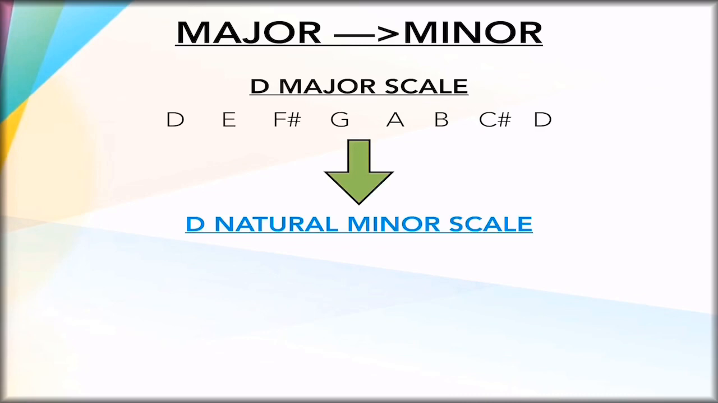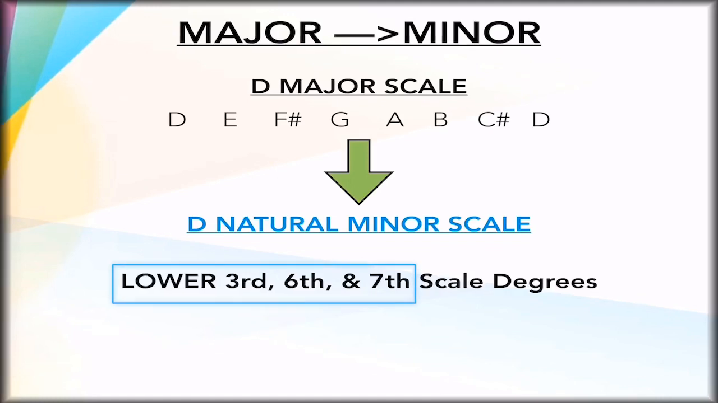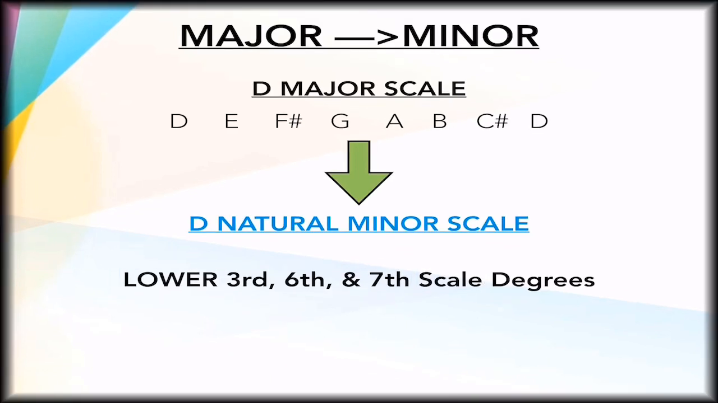To change the D major to a D natural minor, we are going to lower the 3rd, 6th, and 7th scale degrees. Now, if you are not familiar with what scale degrees are, know that scale degrees refer to the number of the note on the scale. D is 1, E is 2, F sharp is 3, G is 4, A is 5, B is 6, C sharp is 7, and then back to D, which is the 8th note of the scale.